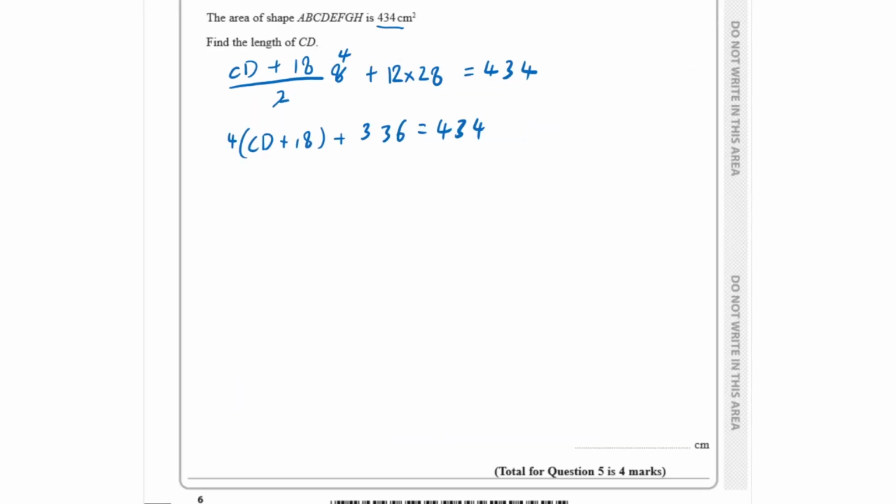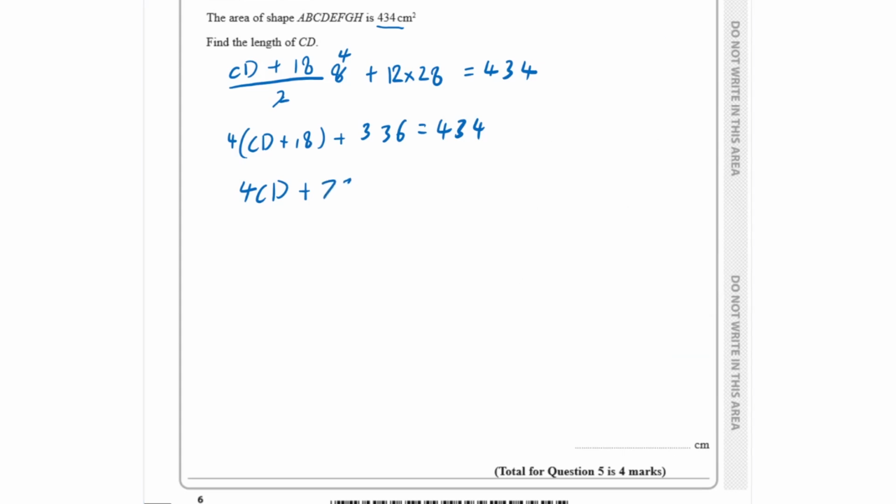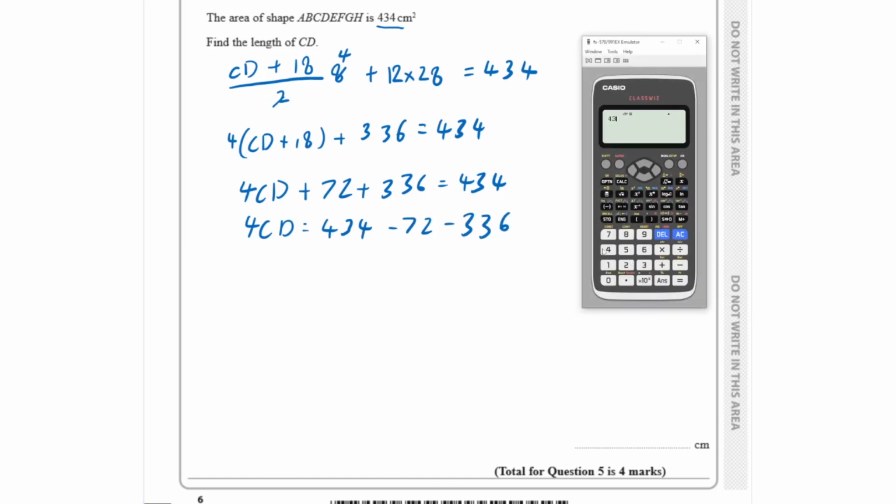We can simplify this further. 4CD plus 18 times 4, 72, plus 336 is equal to 434. Since we do not have CD, we bring all the other like terms to the other side. 4CD is equal to 434 minus 72 minus 336. 434 minus 72 minus 336 is 26.